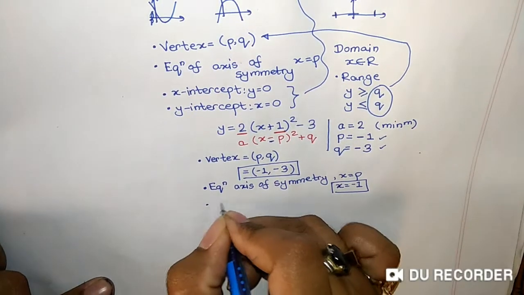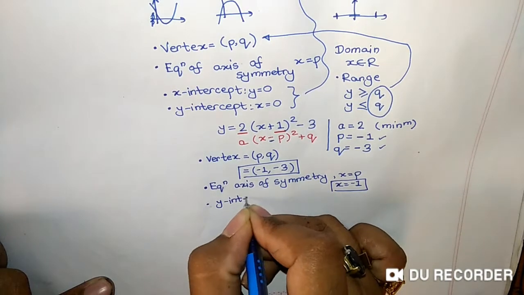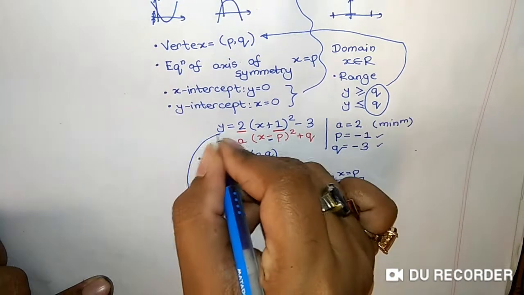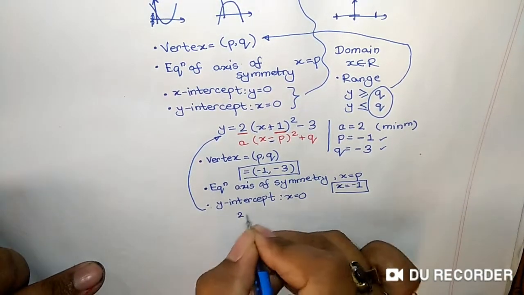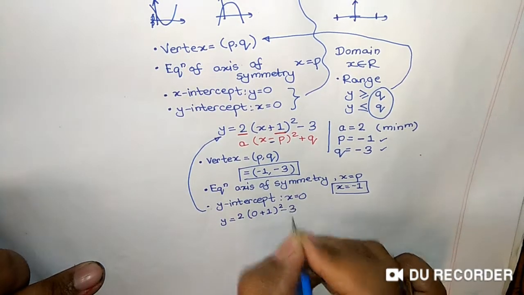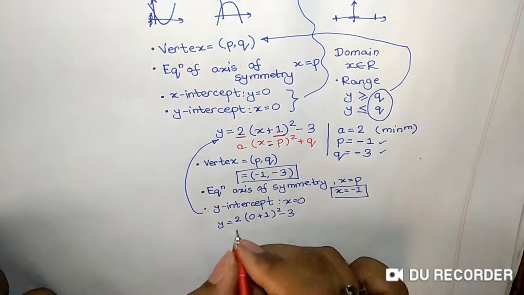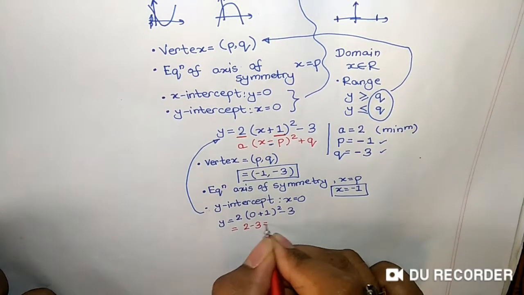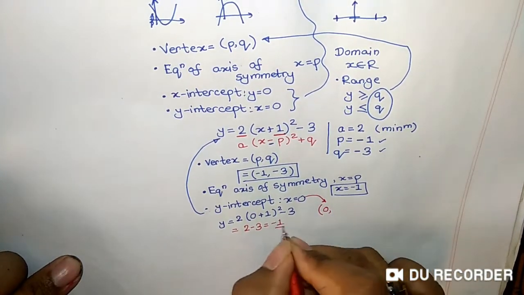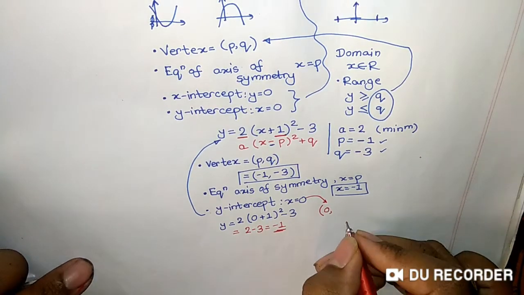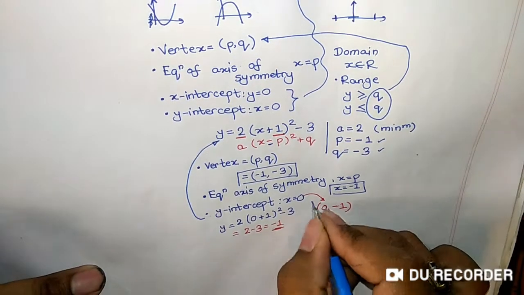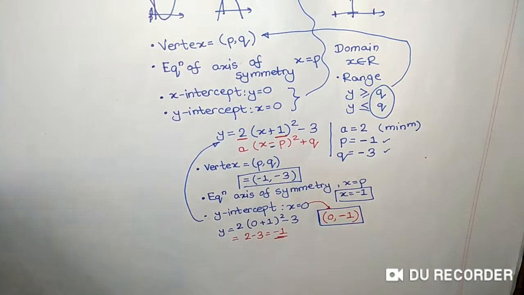Next we need to know how to find the y-intercept. To find the y-intercept, we must always put the value of x equals 0. So this is the equation, and I'm going to put the value of x equals 0. So 2 times (0 plus 1) whole square minus 3. As a result, I'm going to get 2 minus 3, which is -1. So I got a point over here. When x is 0, my value of y is going to be -1, right? So remember, make sure you always write it in the form of a coordinate, because it will make your life easier when you sketch the graph.